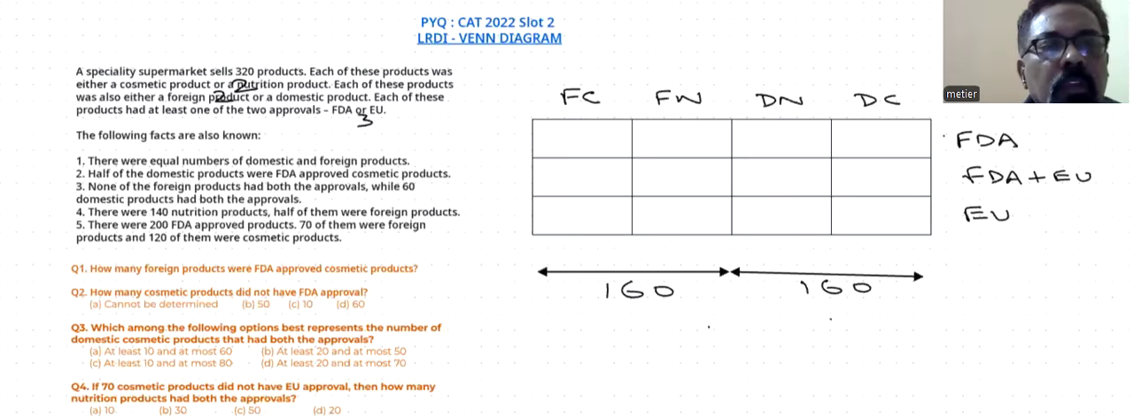Next. Half of the domestic products were FDA approved cosmetic products. Now, at this point, my suggestion is to go with some alphabets. In normal Venn diagrams, when we have to mark the different zones with alphabets, we do the same thing here. And in the latter part, whenever required, the alphabets will be replaced by numbers. Now, let me write this out here.